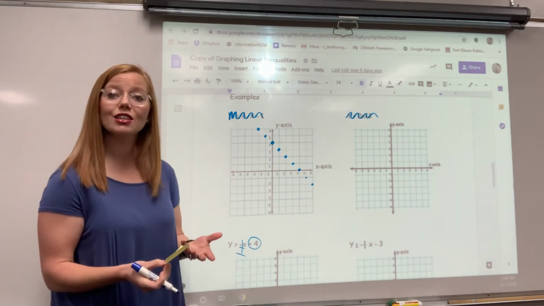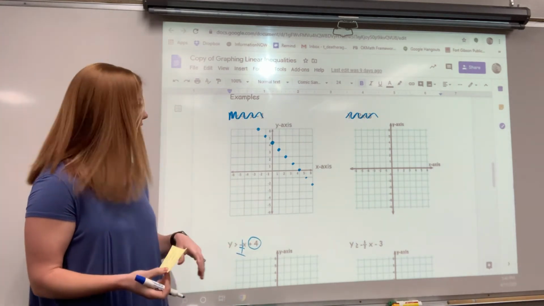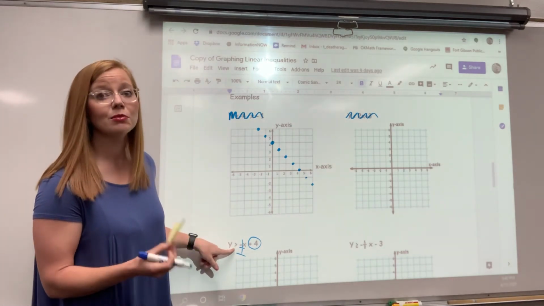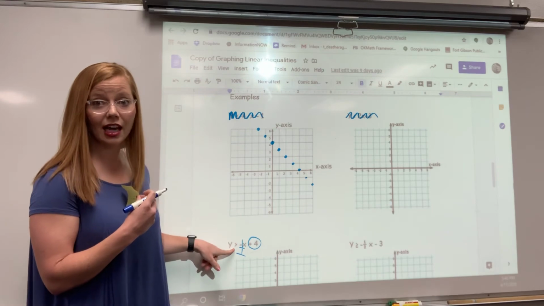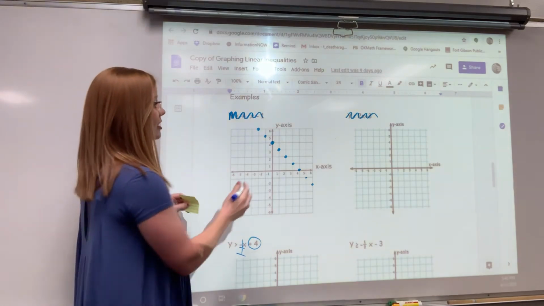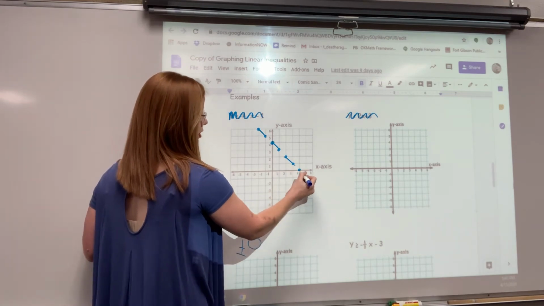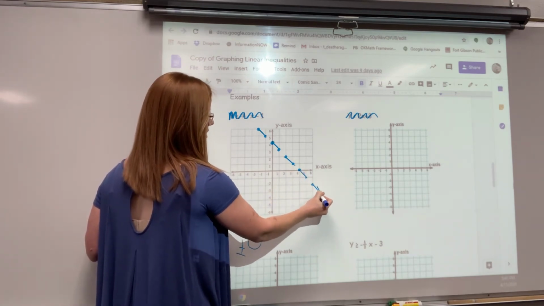Now I have to decide, is it going to be a solid line or a dashed line? Looking here, they do not have a solid line underneath their inequality symbol, so I'm not going to have a solid line either. It's going to be a dashed line. You can connect those points a little bit to make it look like a dashed line.